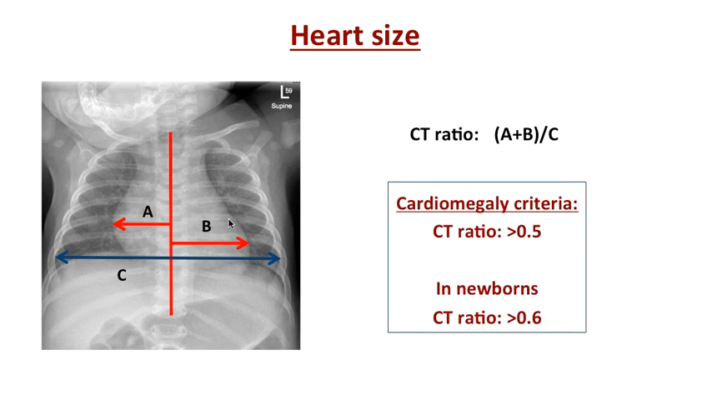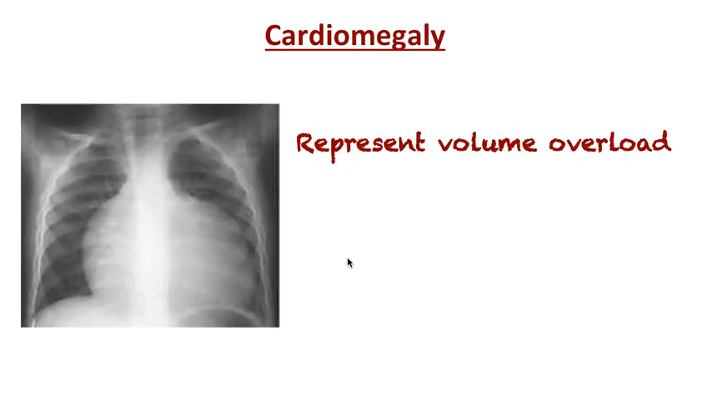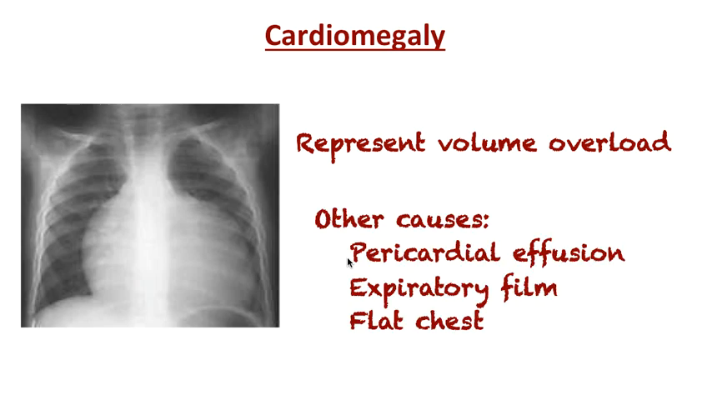If this cardiothoracic ratio is more than 0.5, then it means there is cardiomegaly. However, in newborns, we take a ratio of more than 0.6 as suggestive of cardiomegaly. Cardiomegaly always represents volume overload, not pressure overload, right? That is when chamber enlargement happens. But cardiomegaly can also occur because of a collection of fluid around the heart, that is pericardial effusion. And we have already learned that if it is an expiratory film or a flat chest, then there is an apparent cardiomegaly, not true cardiomegaly.